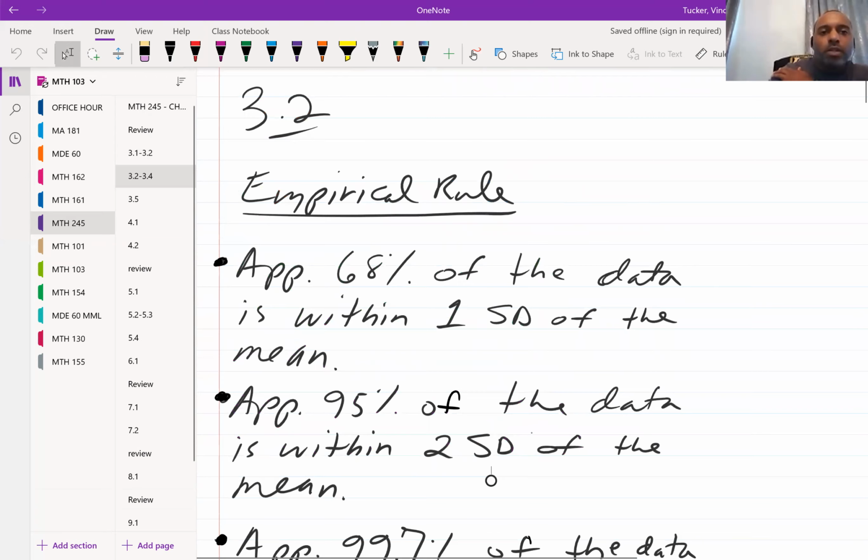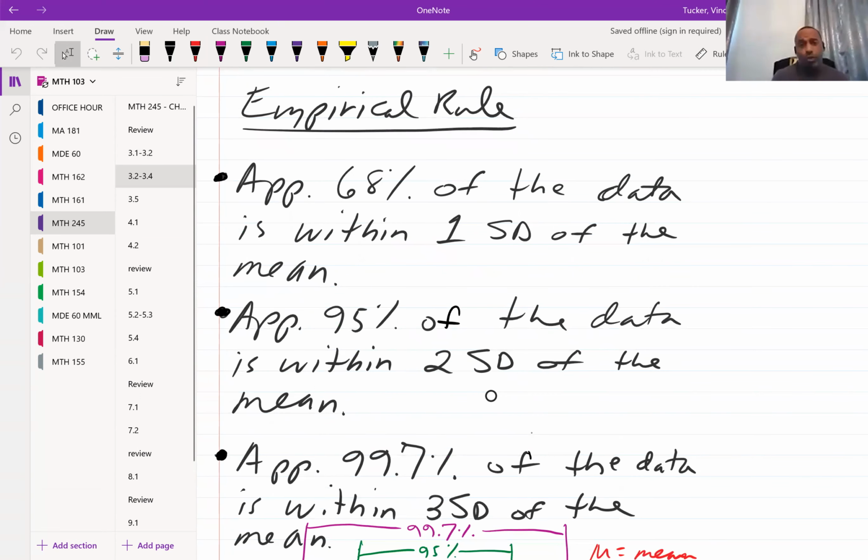All right. So the next thing in 3.2 is your empirical rule. It says that approximately 68% of the data is within one standard deviation of the mean. And I'll show you a little diagram of what that means in a second. Approximately 95% of your data is within two standard deviations of the mean. And then approximately 99.7% of your data is within three standard deviations of the mean.